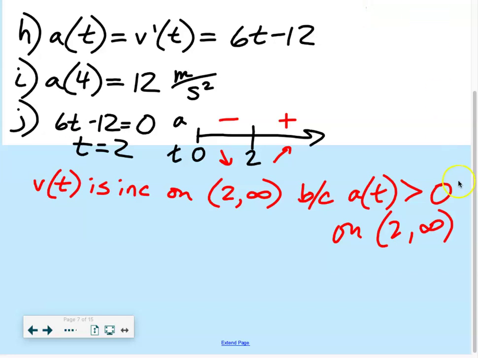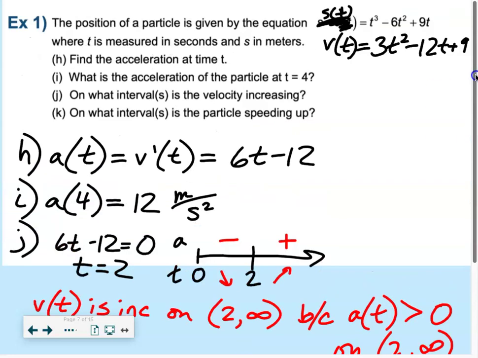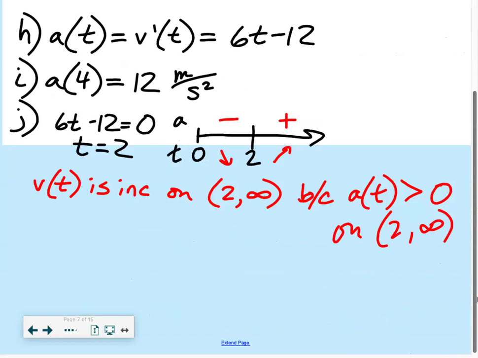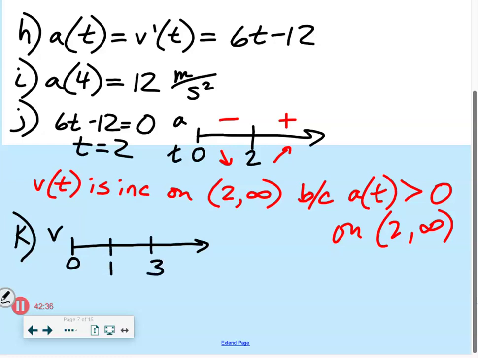Last part, part K. On what intervals is the particle speeding up? So we want to know when the speed is increasing. How do I know when speed is increasing? Yeah, Casper. When the signs of what? Velocity and acceleration. When velocity and acceleration have the same sign. So one of the ways to do this is to line the sign lines up. You have your velocity sign line, which has a 0 and a 1 and a 3 and goes plus, minus, plus. And you have your acceleration sign line, which has a 0 and a 2 and goes minus, plus.